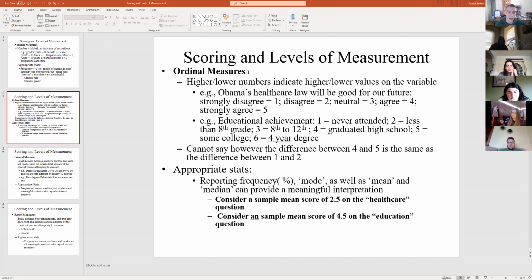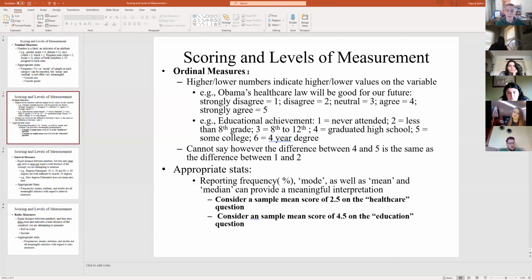So one example that I use as an ordinal measure, this is a little bit dated now, is a statement about Obama's health care law will be good for our future. And this is still debated, right? This is called a Likert type scale item, a Likert item. And so you have a 1 being strongly disagree, all the way up to a 5 being strongly agree. And for each point up, what the respondent is indicating is how much they agree with that statement.